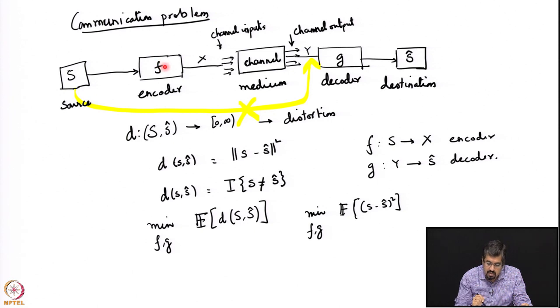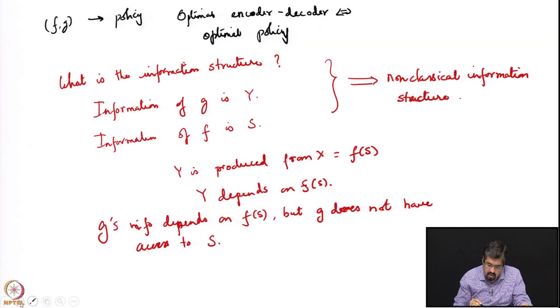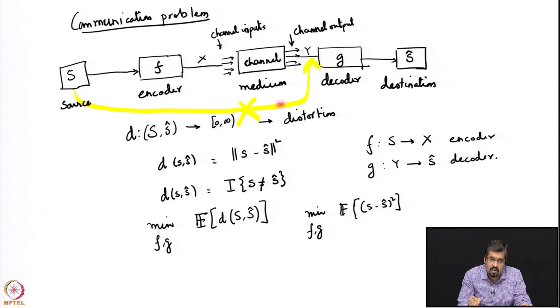So there is no appearance here of the X. The way the X appears is because X here affects the information of Y. Y comes from X, and X is equal to f of S. So that is how the function f appears into the problem. As a result, there is a peculiar thing happening here: f indeed affects the information of G, but f does not affect the cost directly. It only has an indirect effect, it does not have any direct effect.